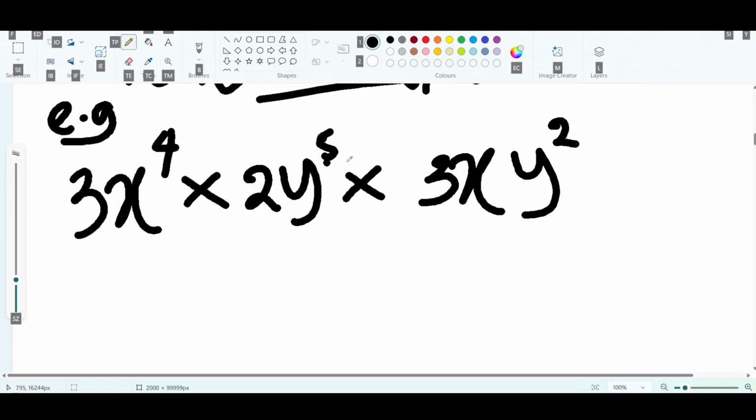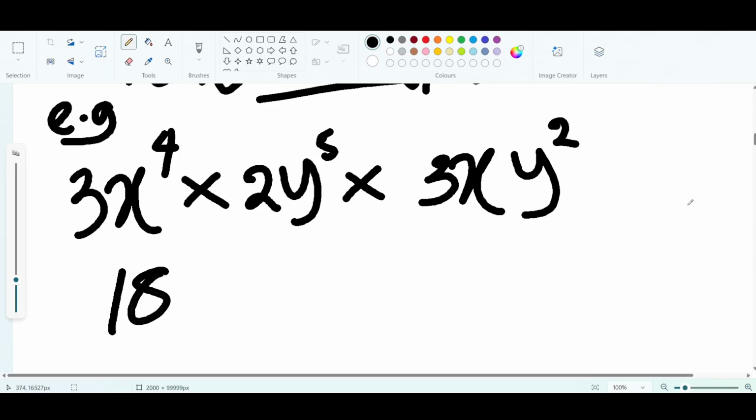It is the ones with the powers that we're now going to apply the law on. So it's going to be 3 times 2, 6, 6 times 3, 18. So you have 18 here. Then x raised to power 4. Then x is raised to power 1 here. If nothing is written here, we know it is 1. So it's going to be plus 1.